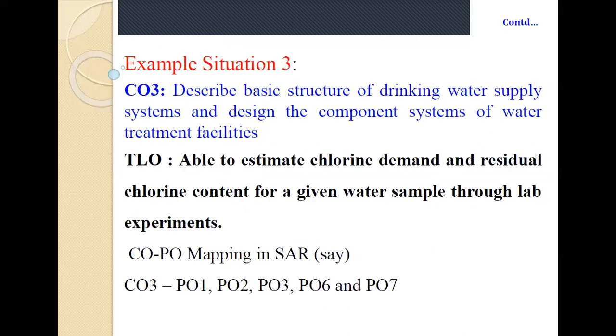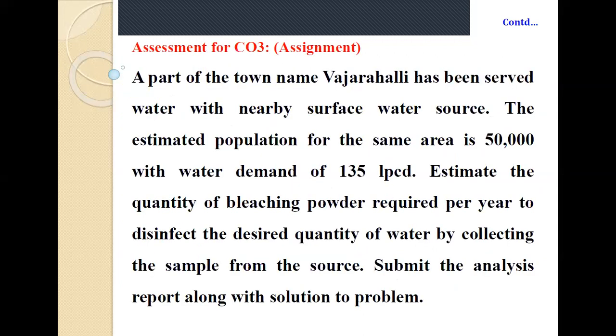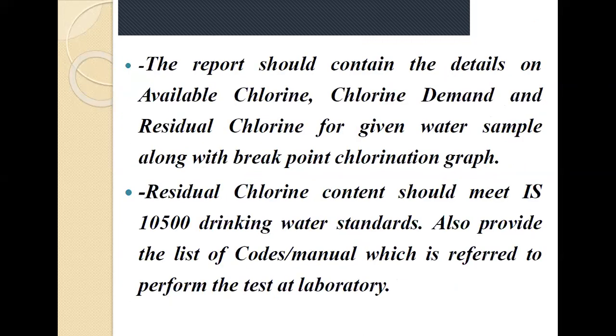Describe the structure of a drinking water supply system, design the component systems of water treatment facilities. The TLO was able to estimate the chlorine demand and residual chlorine content for a water supply sample through lab experiments. So here it is assumed to be mapped with PO1, PO2, PO3, PO6, and PO7. Accordingly, we need to check to what extent it is being covered. So some assessment question is being given.